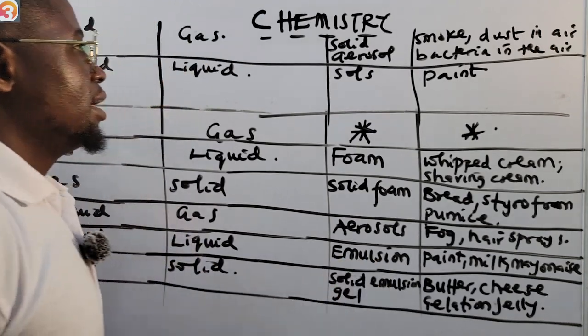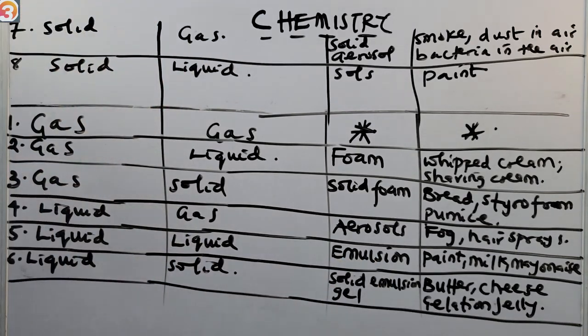Solid dispersed in liquid, we call them sols. An example is paint.